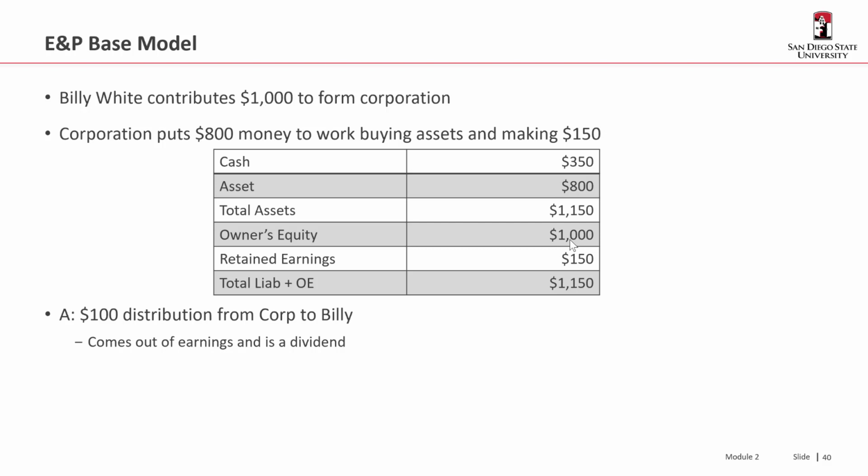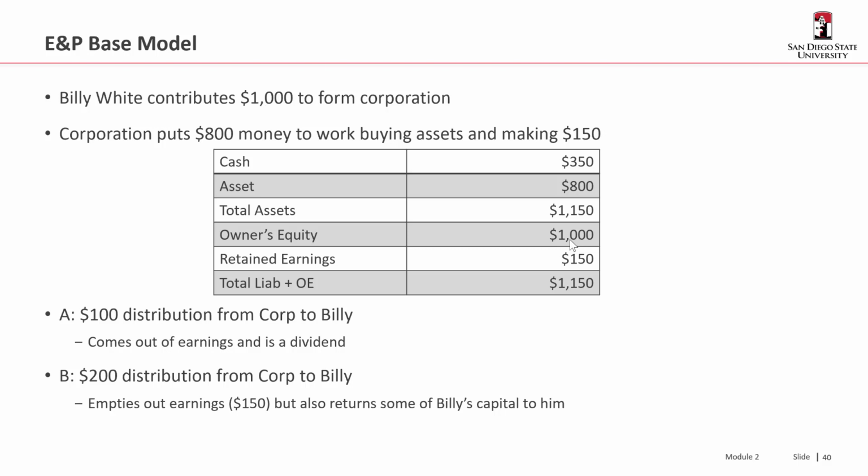Well, the rules say what we'll find is that generally speaking, distributions first come out of earnings, or what's known as earnings and profits. And so as a result, a $100 distribution would come out of the $150 that the corporation earned. And that's treated as a dividend, right? Because that distribution is made from corporate earnings and profits.